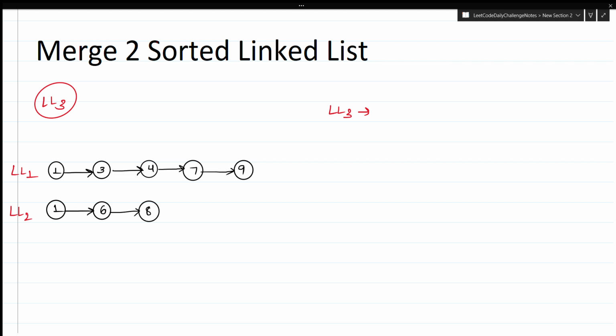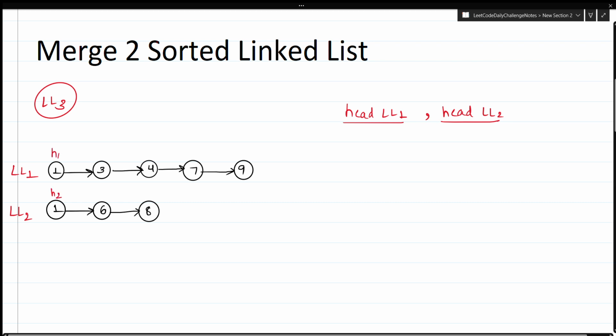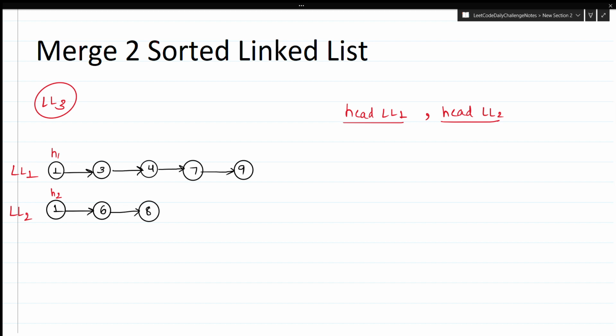If there are two linked lists given to me, what are the parameters given in the question? It must be the head of LL1 and the head of LL2. From the heads only, can I know which head is smaller than the other? If I am standing at head 1 and head 2, can I know which is smaller? Yes, from their current values.